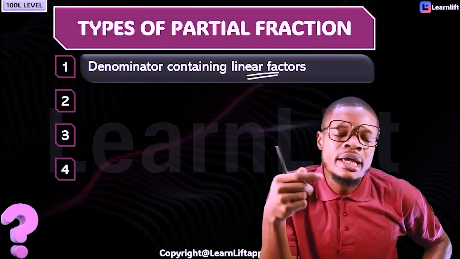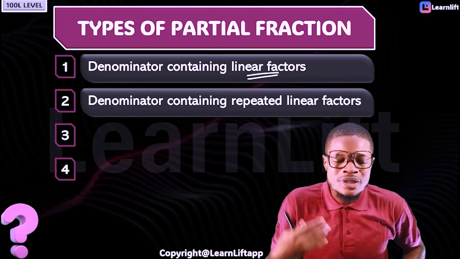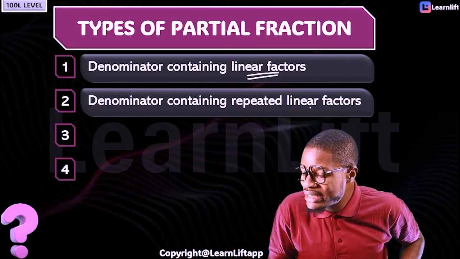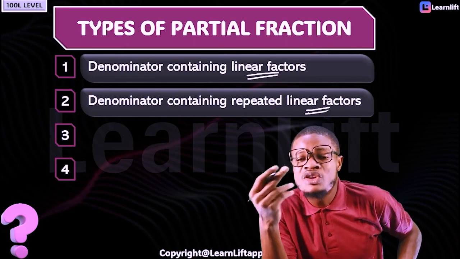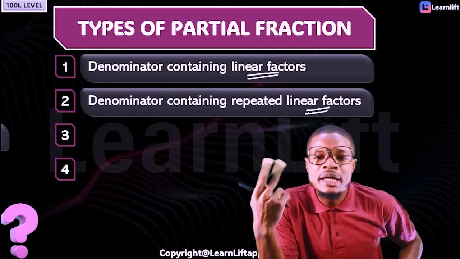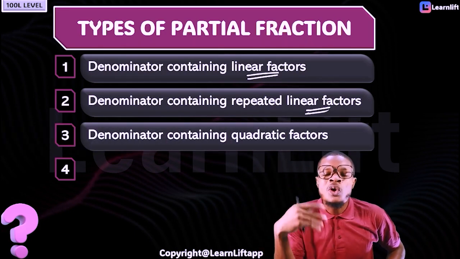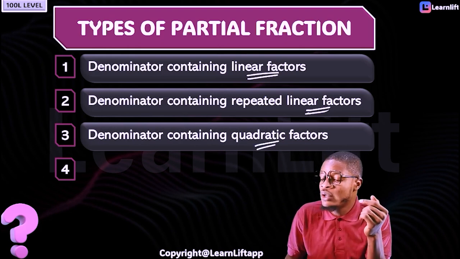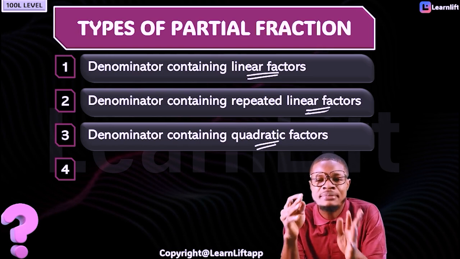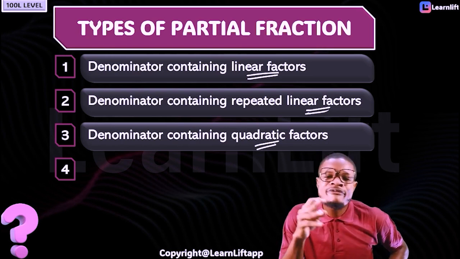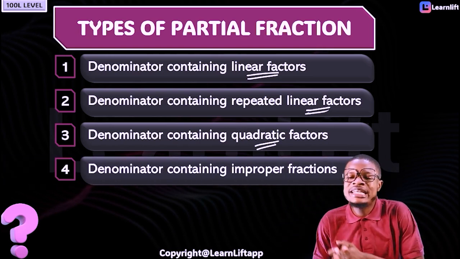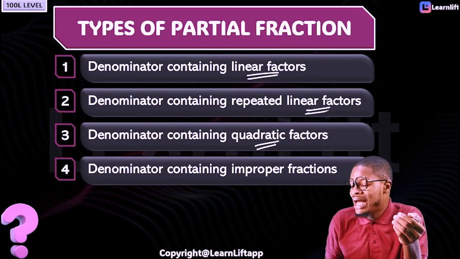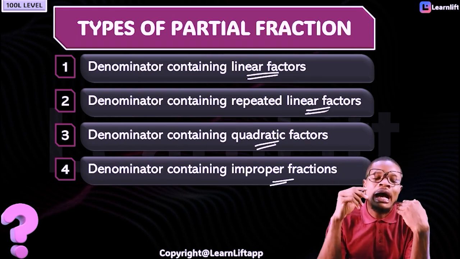What about part 2? The denominators contain repeated linear factors. So when you see repeated linear factors in the denominator, that's type 2. In type 3, the denominator contains quadratic factors. So anytime you see a quadratic equation appearing, that's type 3. And then type 4 is a different one: denominator containing improper fractions. Anyone that has improper fractions is your type 4.